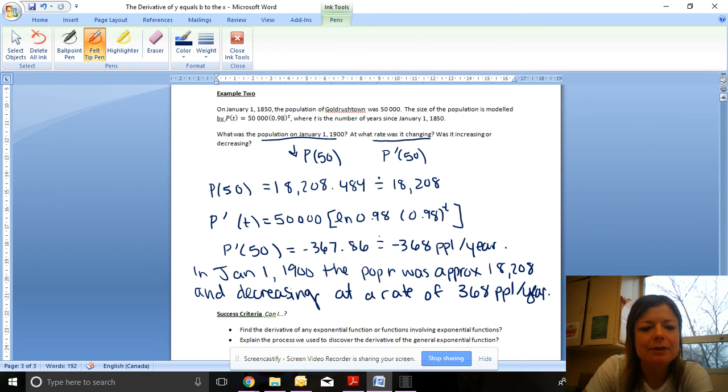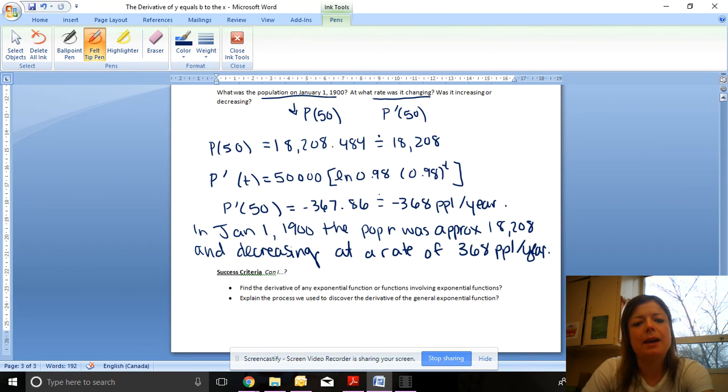Okay, so now we have our success criteria. Can you find the derivative? And then after tomorrow in class, you should be able to explain the process that we use to discover this derivative.